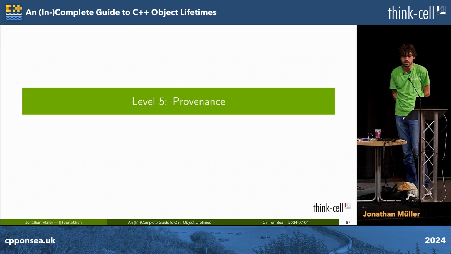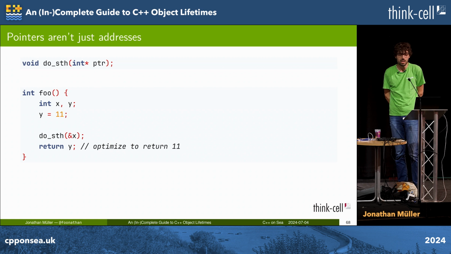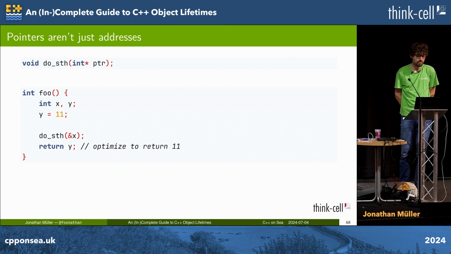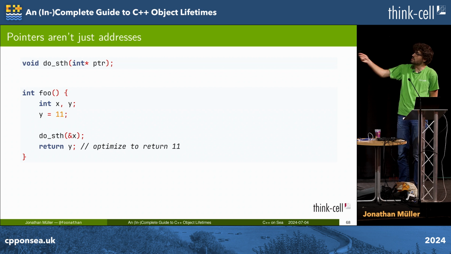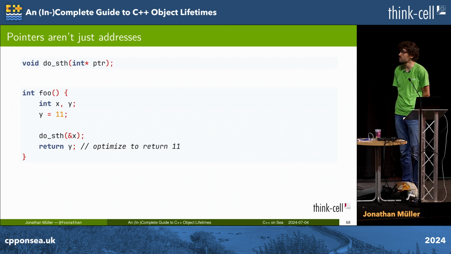So let's talk about provenance. I have a function doSomething which takes a pointer, and then I have a function foo which creates two objects, x and y. We set y to 11, and we call doSomething with the address of x. And then we return y. The compiler is going to optimize each function in isolation. So we expect this to be optimized to return 11, because we set y to 11, then we don't change y, right? And so we just optimize that to return 11.